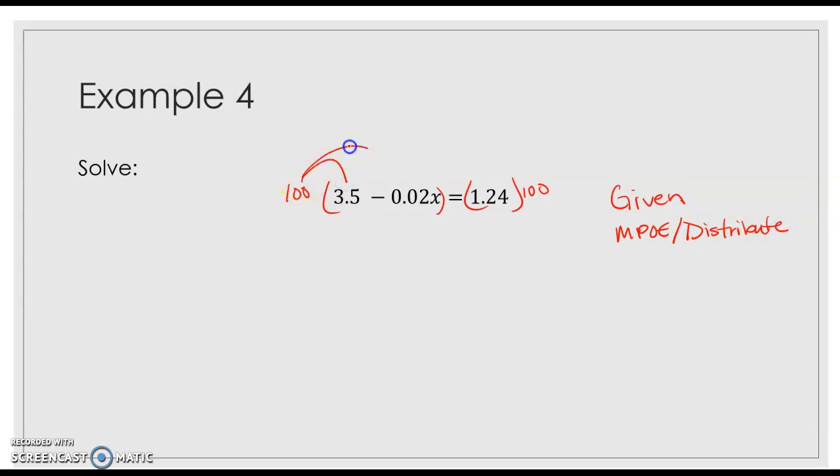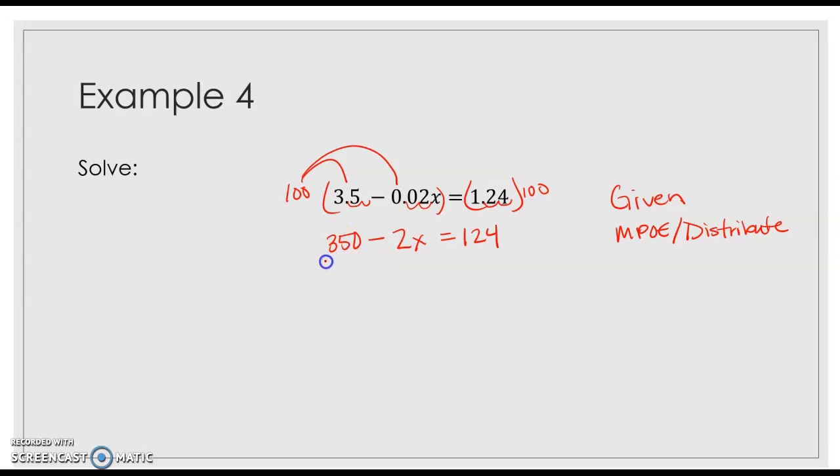And so now I'm going to distribute that 100, which really only changes my decimal. So now I have 350 minus 2x equals 124. So by moving our decimal the same number of places, we've now made them whole numbers. Now this is where we have to be careful. Yes, this is a subtraction between the 350 and the 2x, but that negative 2 is going to stay. I'm not going to do anything with that quite yet.